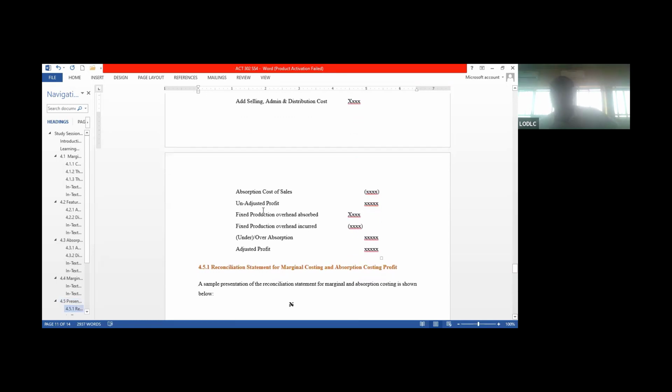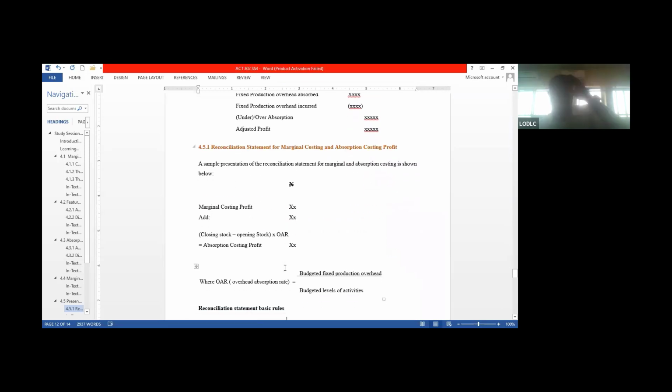So when you get your profits, we have fixed production overhead absorbed and then incurred. So the two must be differentiated. Once the two are differentiated, automatically you might have either under absorption, if it is less absorbed, or over absorption. So before you can now adjust for your profit, we have reconciliation statements for marginal cost and absorption cost and profit.